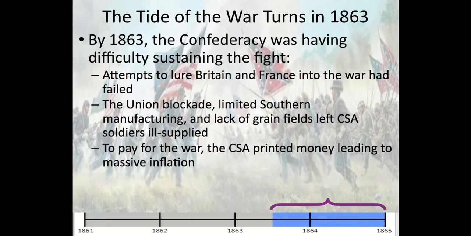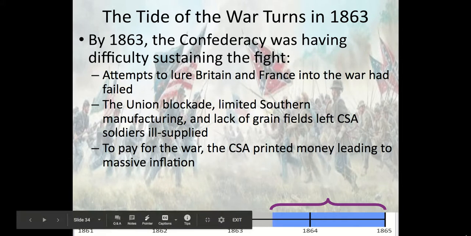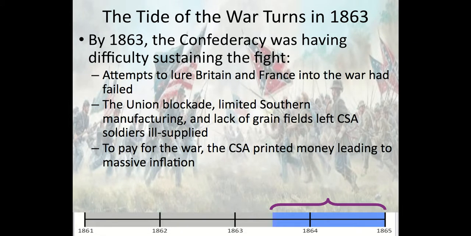So by 1863, the Confederacy really started to struggle with this war. They started to fight a little bit more of an offensive war. They just got told pretty much by the British and the French that they weren't going to be helping them. The Union has this blockade going along the coast, and ultimately the South is going to be very ill-prepared at this point, ill-supplied to fight the war. So the Confederates try to do different things. They try to print more money.